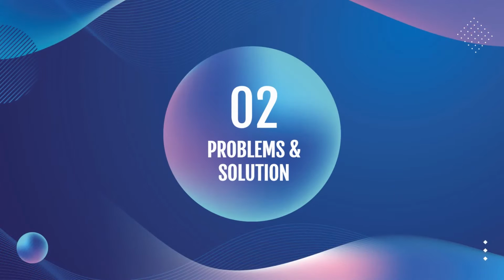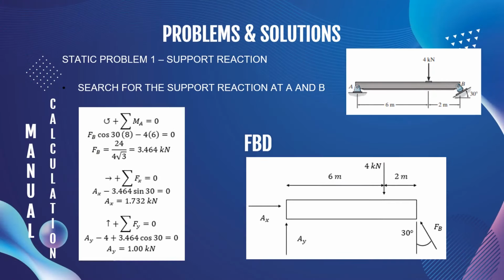This is the problems and solutions. Now, this is the first problem: support reaction. Search for the support reaction at A and B. Now we have calculated, and FB is equal to 3.464 kilonewtons, and the reaction at A in direction X is 1.732 kilonewtons, and the reaction at A in direction Y is 1 kilonewton.